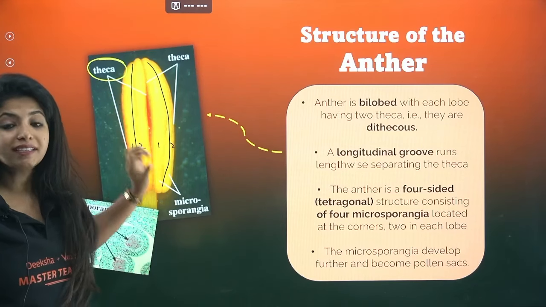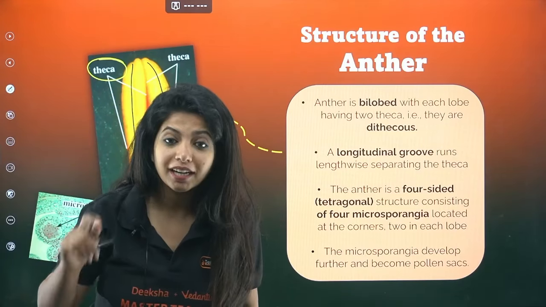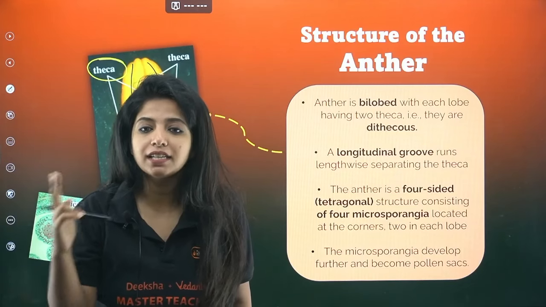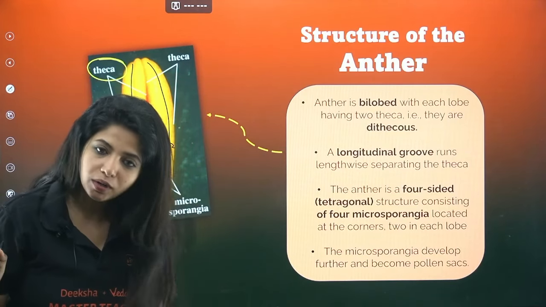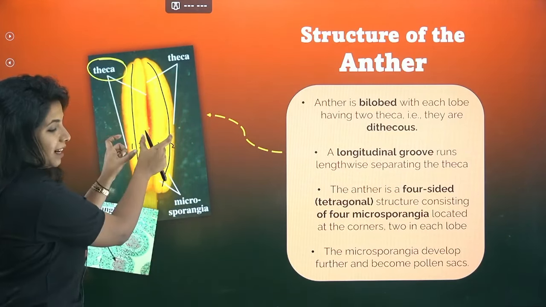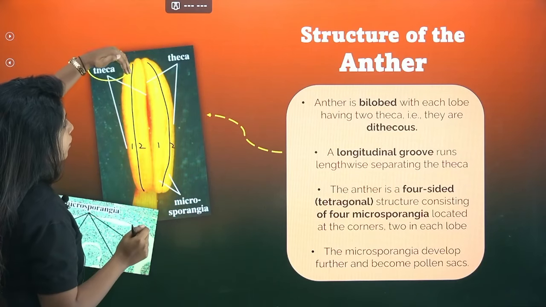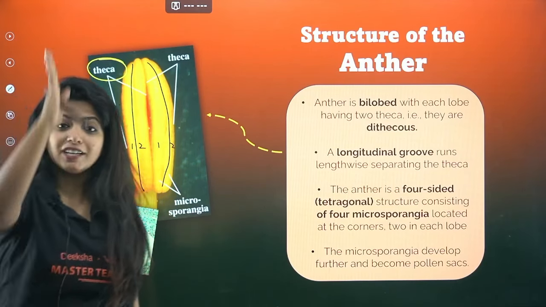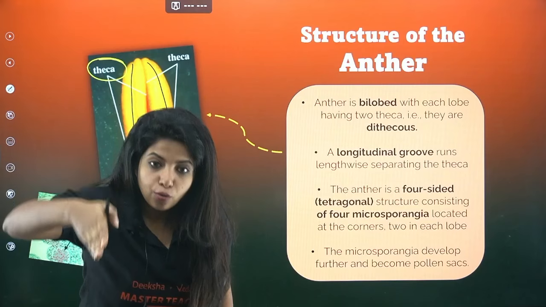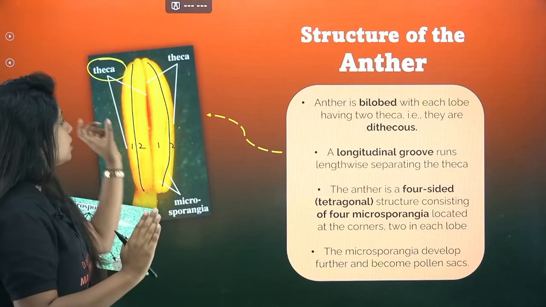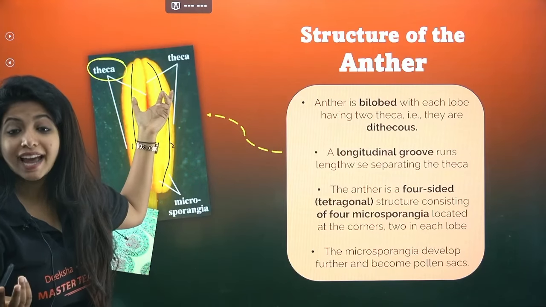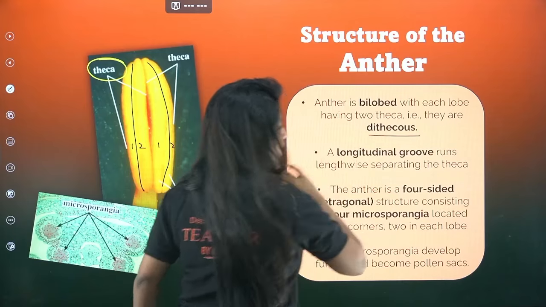So can I call this what? Dithecous condition. Di means two. Dithecous condition means two theca will be there. Cool. Fine. So lobes are there, it is bilobed, and there is a longitudinal groove. Longitudinal as in a line like that. It's a groove that is dividing these lobes into what? Theca. Dithecous condition. Got it? Done, ma'am.